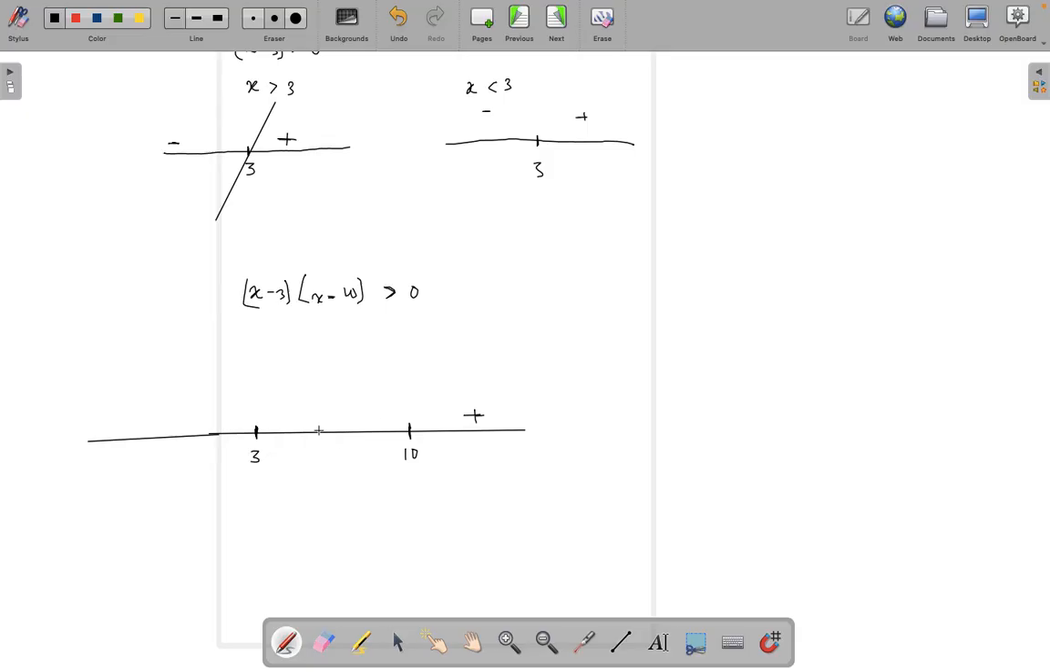Now you are talking about this region wherein it is between 3 and 10. If it is less than 10, this is negative. And if it is greater than 3, then this is positive. And positive times negative is negative. Now the third point comes if it is less than 3. If it is less than 3 and less than 10 as well, this is negative, this is negative. So negative times negative becomes positive.